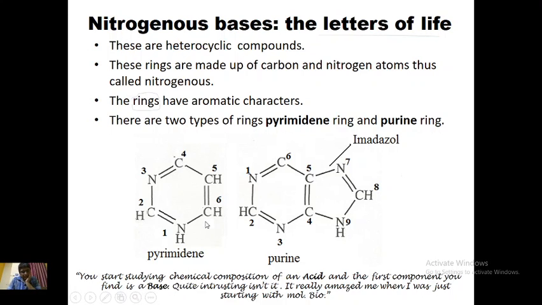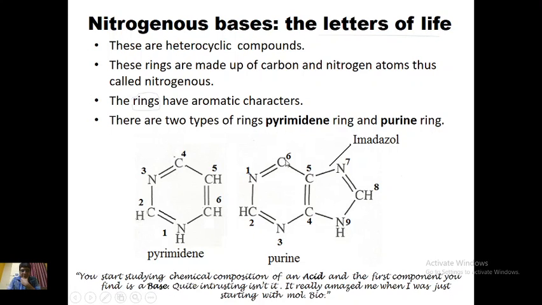Now there is some difference in numbering of these two rings. Pyrimidine ring is numbered starting from the bottom end, and it is 1, 2, 3, 4, 5, 6, and here it is started with another N, 1 2 3 4 5 6 7 8 9.